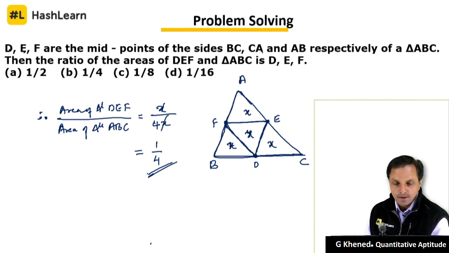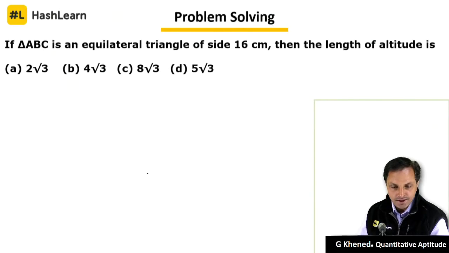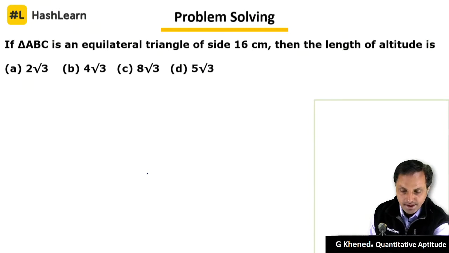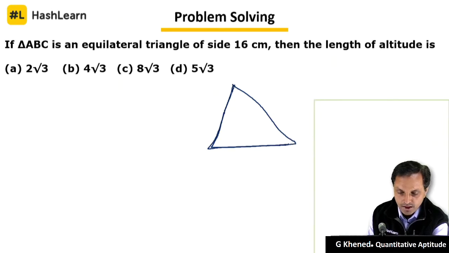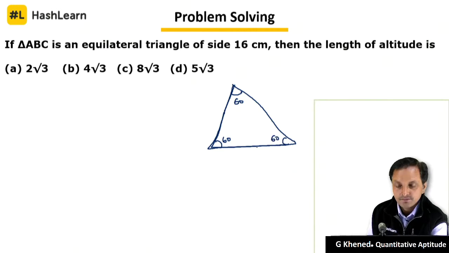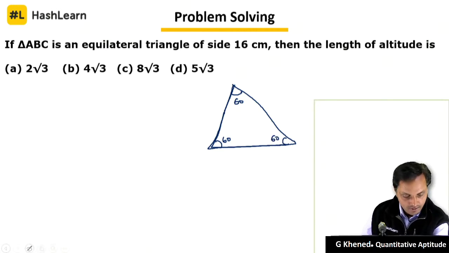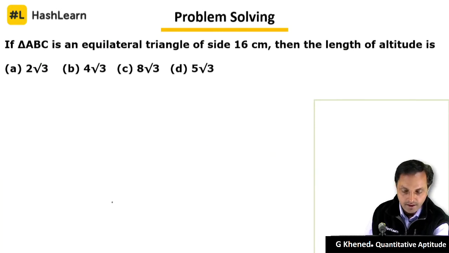Okay, fine, then let us go to the next one. In an equilateral triangle of side 16, what is the length of the altitude? You have to make a note of certain things. If you have an equilateral triangle, the angles will be 60 degrees.